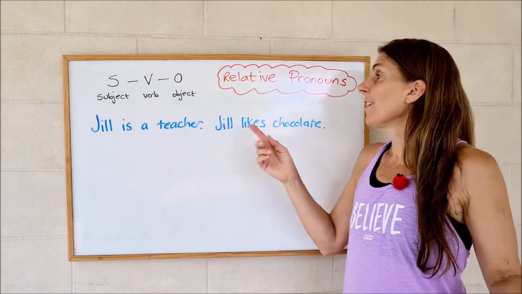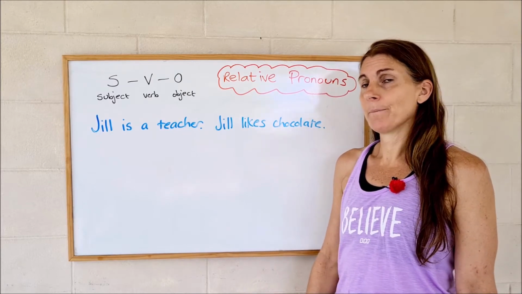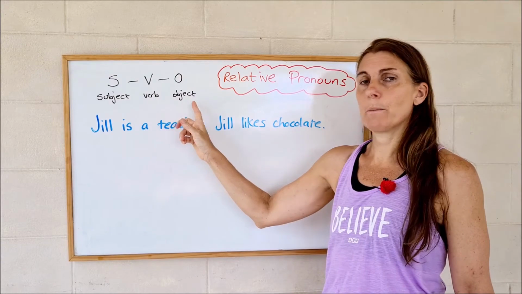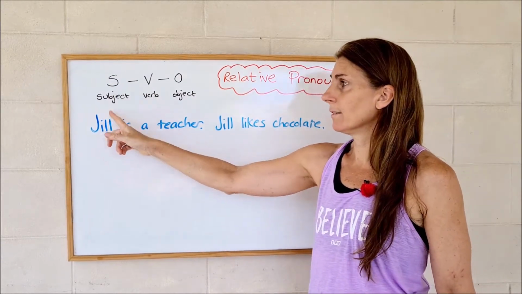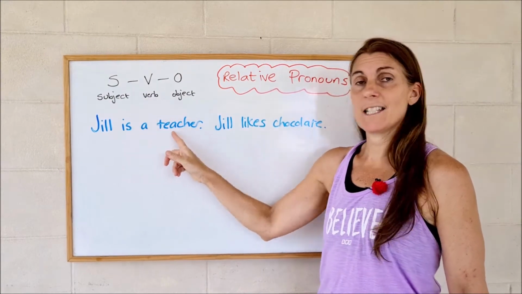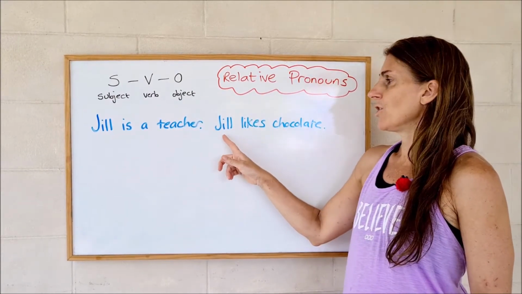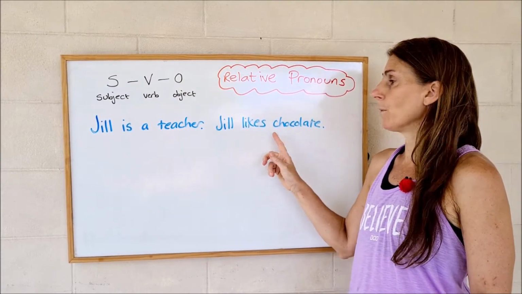So what are relative pronouns? Let's start at the beginning. A simple English sentence has a subject, a verb, and an object. So two examples: Jill is a teacher. Subject, verb, object. Jill likes chocolate. Subject, verb, object.